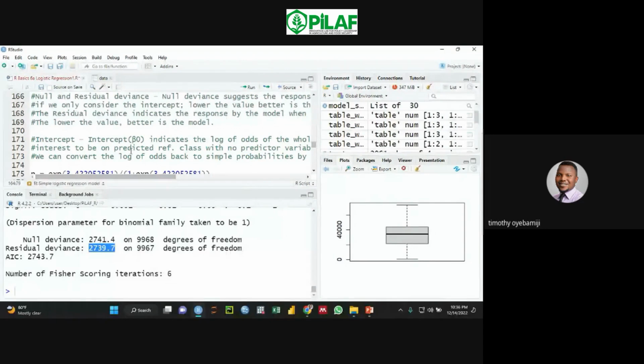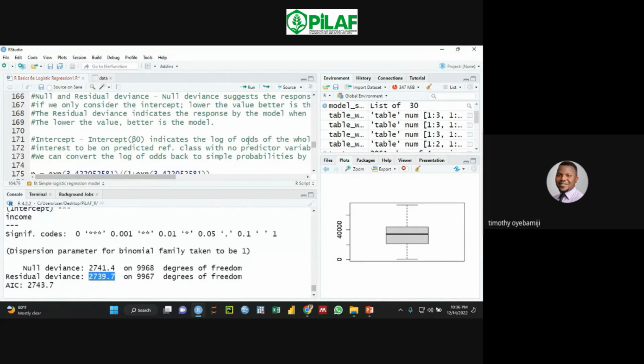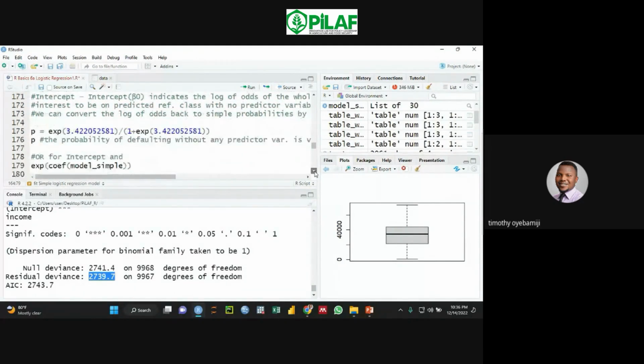So if you are not considering income, if you are not considering anything, the equation constant is giving us the log of the odds. So that was the question that was asked earlier, that he thought that logistic regression gives the log of the odds. Yes, it does. But back then, we were doing odds ratio based on the contingency table. All right. We can convert the log of odds back to simple probabilities by fitting it into the model using the sigmoid function. And that is what we have here.